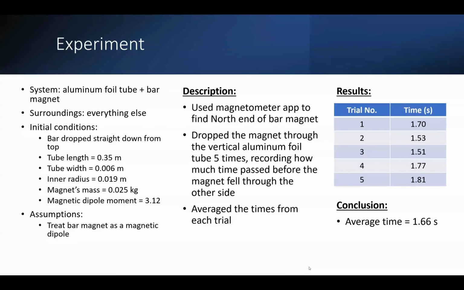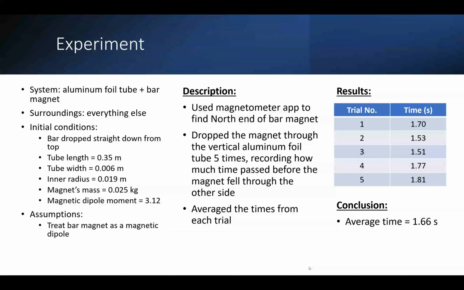So for the physical experiment, the system was the aluminum foil tube and the barred magnet, and the surroundings were everything else. The initial conditions were that the bar was dropped straight down from the top, the tube length was 0.35 meters, the tube width was 0.006 meters, the inner radius was 0.019 meters, the magnet's mass was 0.025 kilograms, and the magnetic dipole moment was 3.12. We also assumed that the barred magnet could be treated as a magnetic dipole.